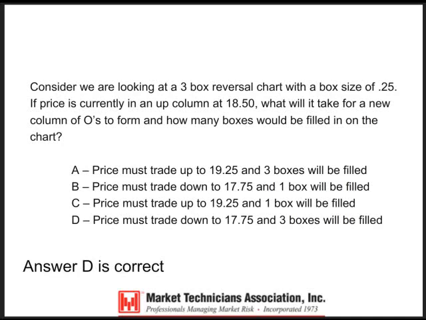And then when you're talking about a column of O's, you know it's down to the downside, so you automatically know it's D. Letters A, B, and C don't work because you've got 1 box and then a price above where you're trading in letter A. So just by a process of elimination, knowing your definitions, you'd get this answer quite easily and get it correct on the exam.